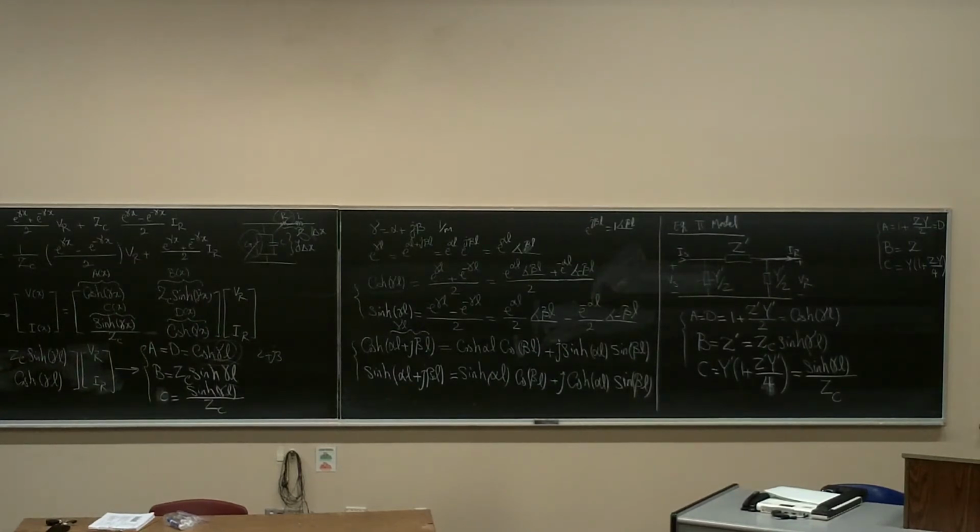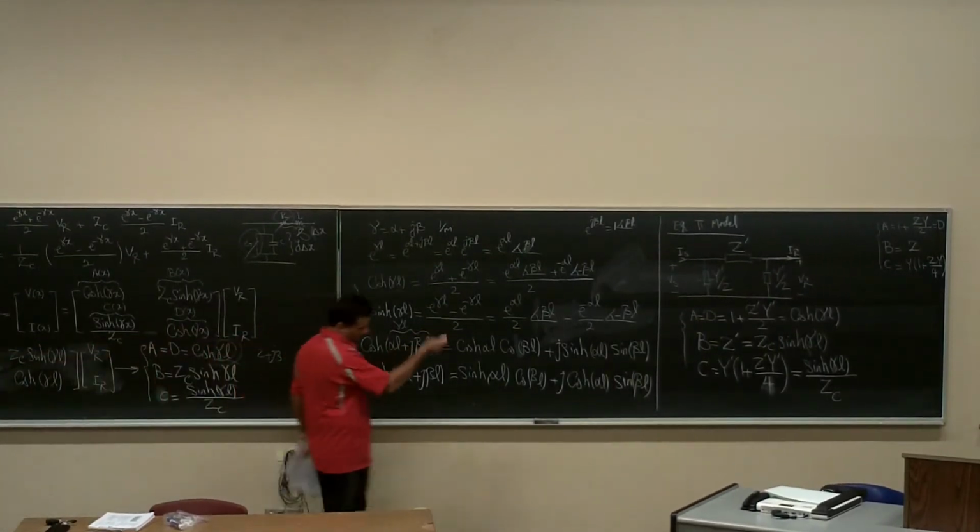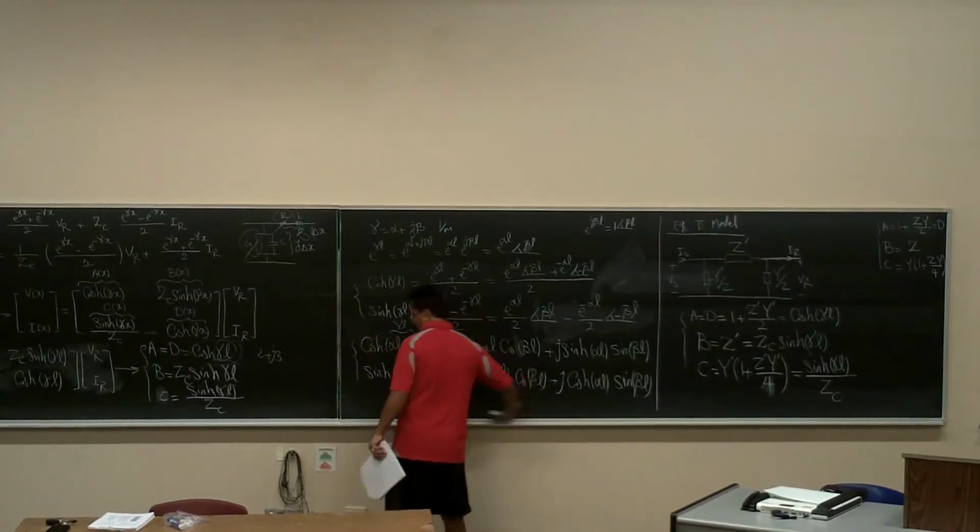If I calculate the Z prime and Y prime, I can put it on that model and say, okay, this is the pi model for the long transmission line, right? So let's calculate Z prime and Y prime. Z prime is clear, we don't have to calculate anything.